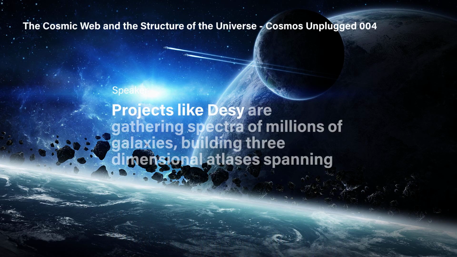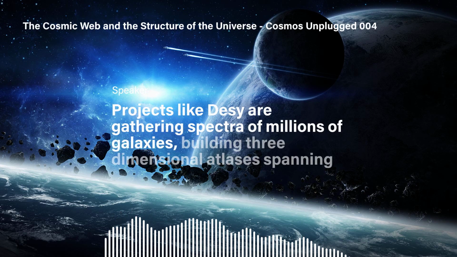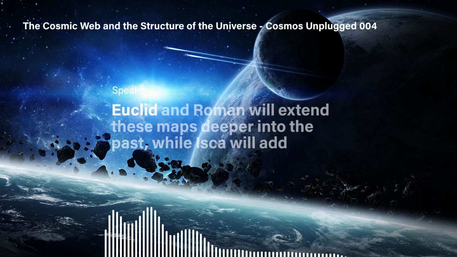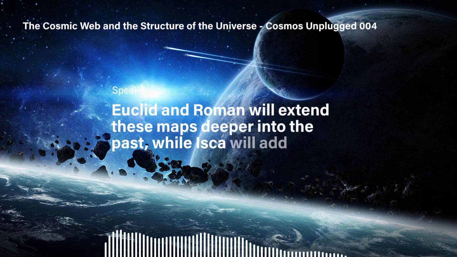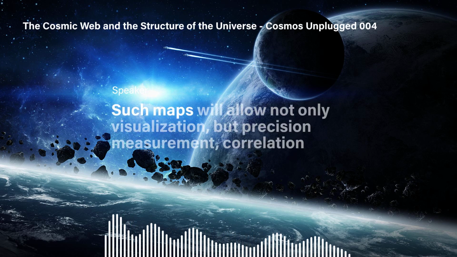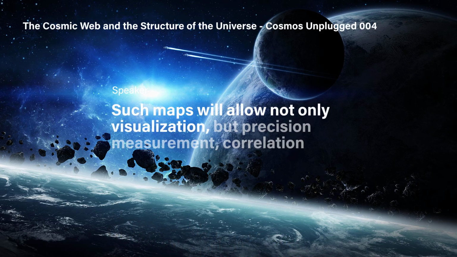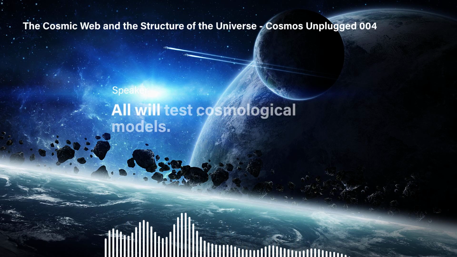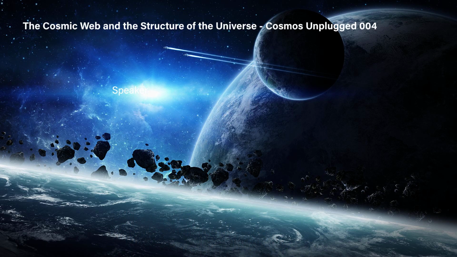Projects like DESI are gathering spectra of millions of galaxies, building three-dimensional atlases spanning billions of years. Euclid and Roman will extend these maps deeper into the past, while SKA will add hydrogen mapping at high redshift. Such maps will allow not only visualization, but precision measurement. Correlation functions, void statistics, filament thickness distributions, all will test cosmological models.